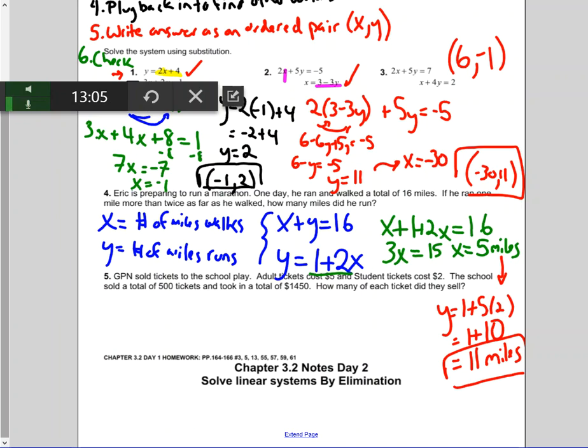If you wanted to check this, we could plug both of these back into that first equation, x plus y is 16, and yeah, 5 plus 11 is 16. Awesome, we did this right.